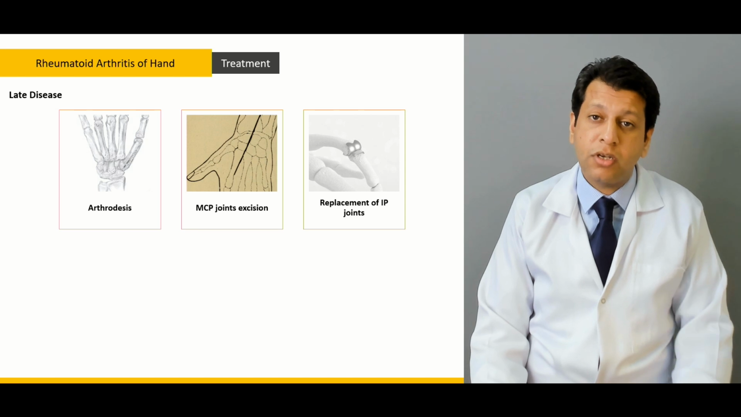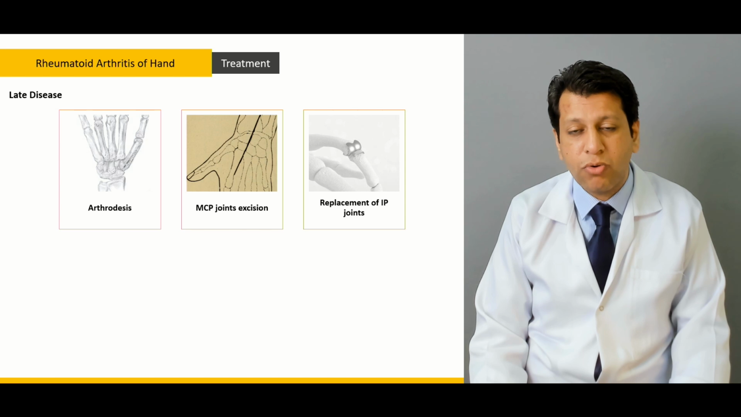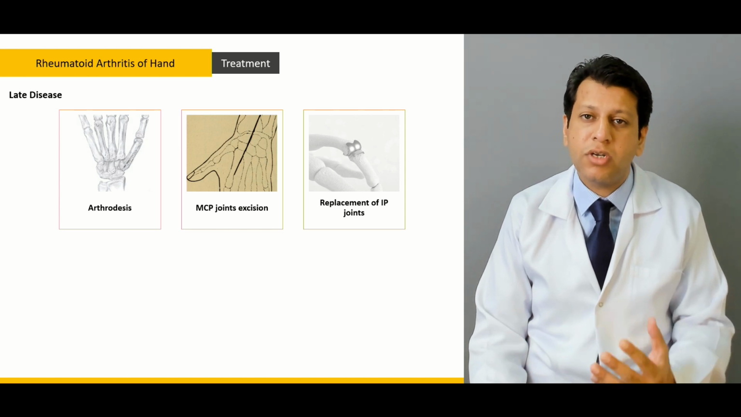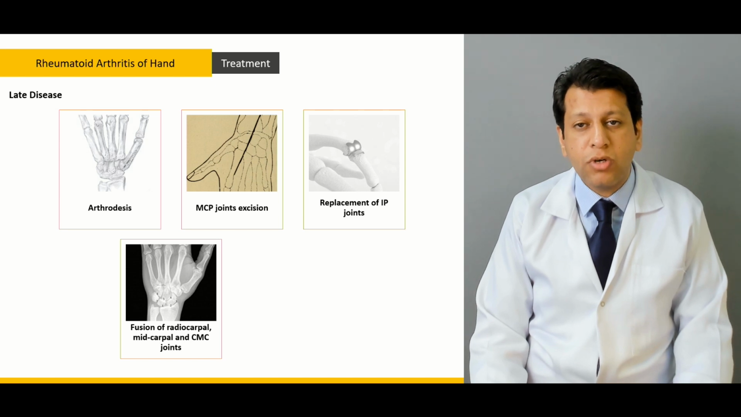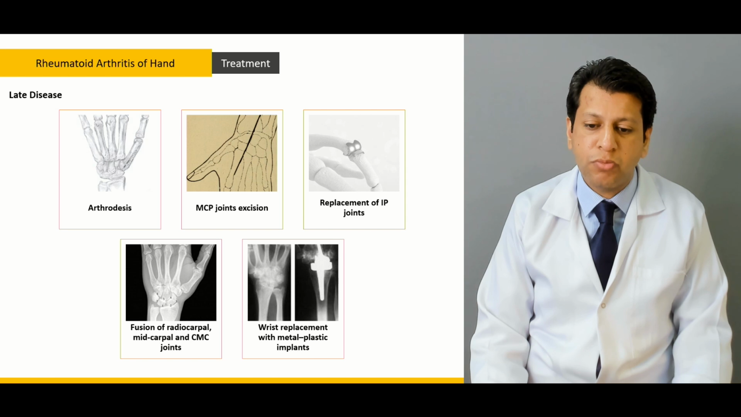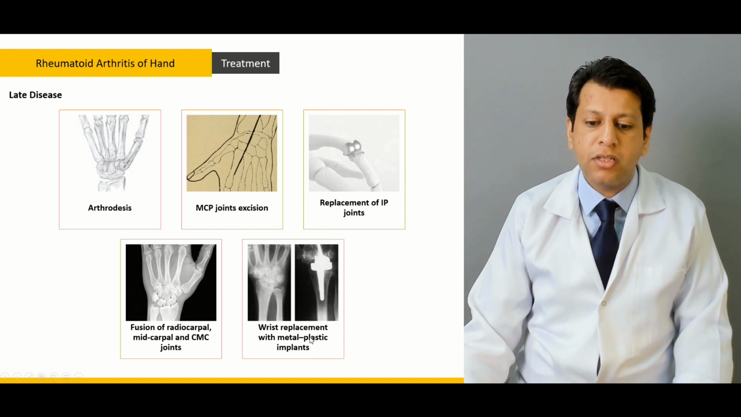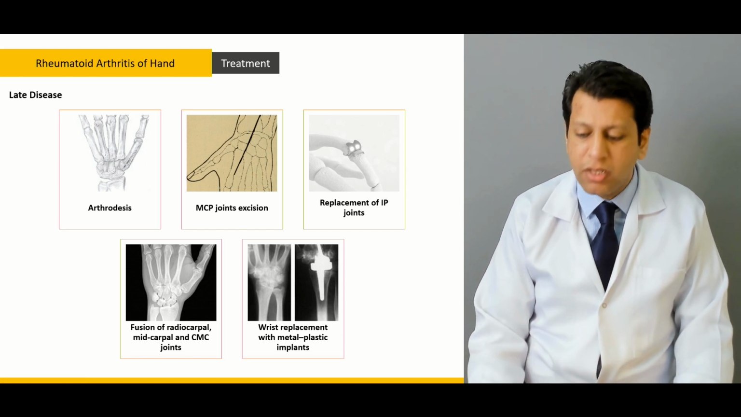Initially there were attempts at silicone replacement, but now it's been noted that with silicone there are a lot of associated complications, and we are going towards total replacement of either the wrist joint or the carpal bones as well. Like you can see over here, the wrist with metal plastic implants is being utilized so that the movement of the wrist joint can be restored.